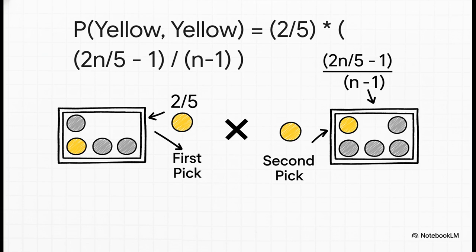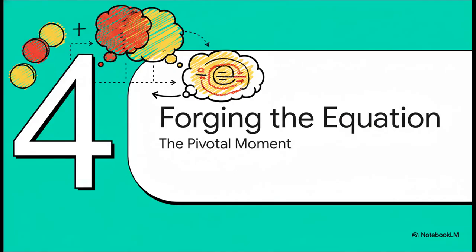See the pattern? Okay, pivotal moment. We have our 2 separate probabilities, the chance of getting 2 reds and the chance of getting 2 yellows. Now, the question asks for the probability of getting 2 counters of the same color. That means red and red, or yellow and yellow. That word or is the big clue.